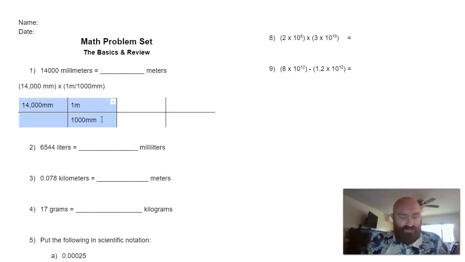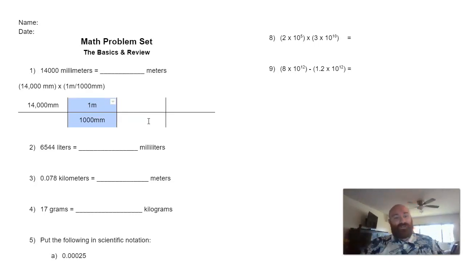So why can we do this? The reason is because this essentially is 1, right? We know that 1 meter is 1,000 millimeters. So when you multiply anything by 1, it's going to be the same number. So we're not changing this number, but we are going to convert this. Now we can actually cancel these units, and we know that our units at the end will be equal to 14,000 divided by 1,000, and so it's going to be 14 meters.